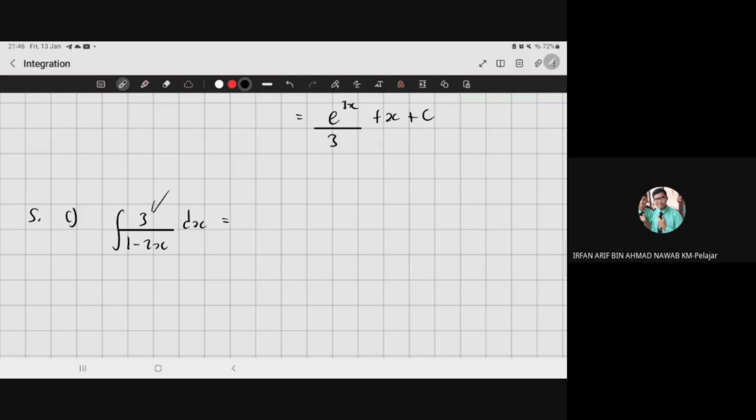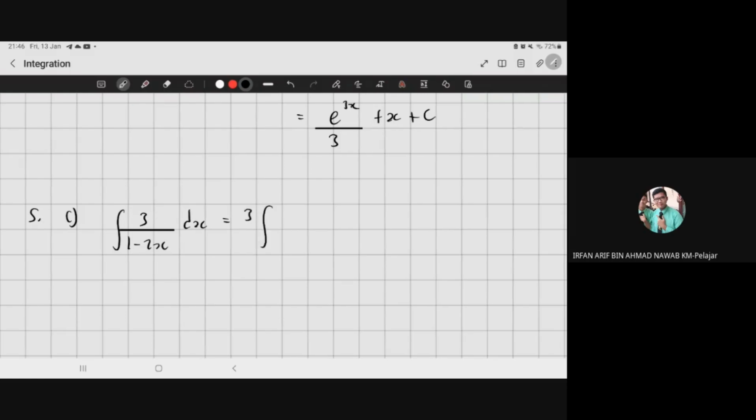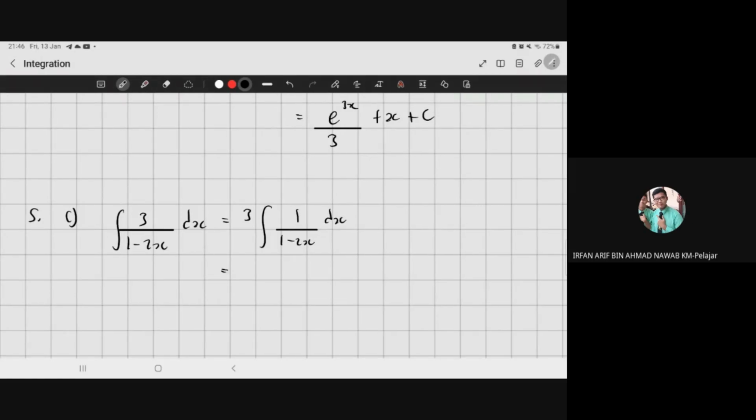For this one, it's the third rule, where it's a constant times a function. So we obtain 3, we integrate 1 over 1 minus 2x dx. To integrate this, you should get negative 1 over 2 ln 1 minus 2x, then minus 3 over 2 ln 1 minus 2x. If you have a hard time remembering, I suggest you use the substitution method.